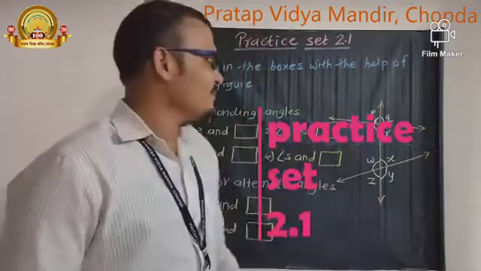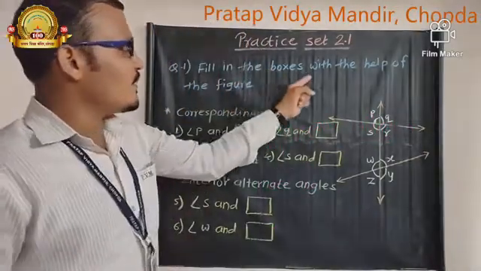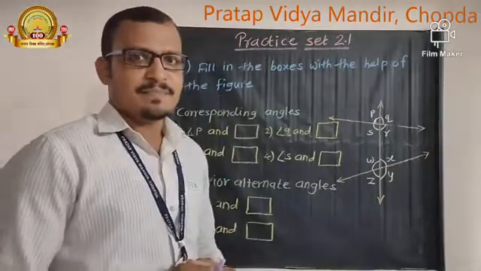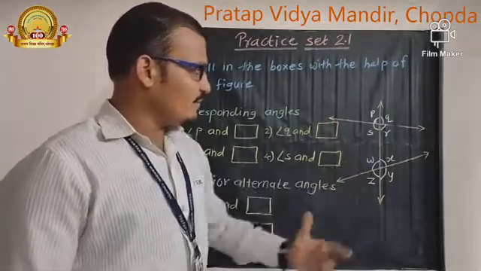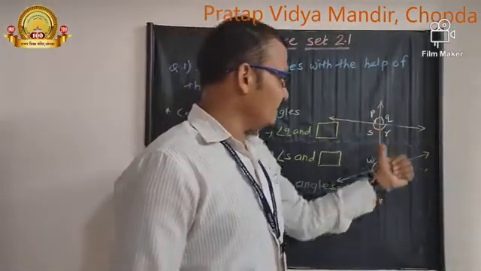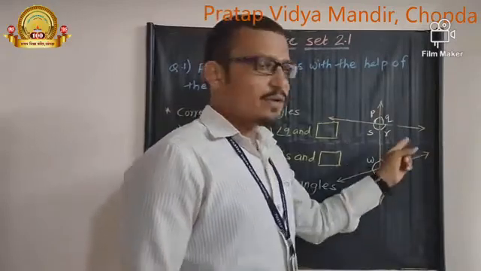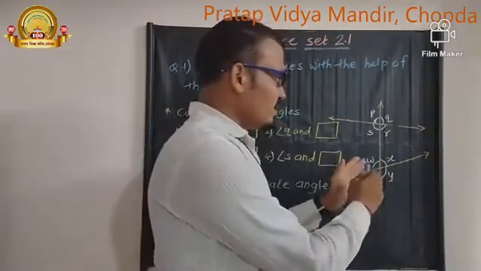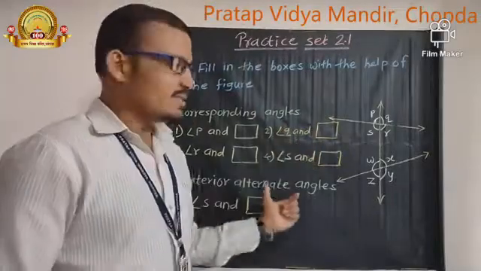So let us start. Our first question is: fill in the boxes with the help of the figure. Here we have been given one figure. In this figure, this vertical line is the transversal of these two lines. By using this figure, we have to fill these boxes.